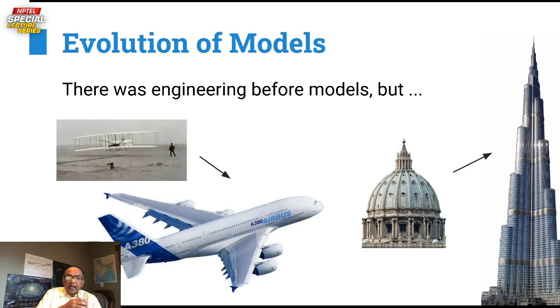Now, the idea of a model that you could compute with has been around only for a few hundred years. There was engineering before these models. If you look at some of the big buildings that were built before then, the pyramids or St. Peter's Basilica, there were no models when they were built. But if you want to go from there to the Dubai Burj Tower, you need a model. Similarly, when you go from the Kitty Hawk flight to the Airbus, you need a model.